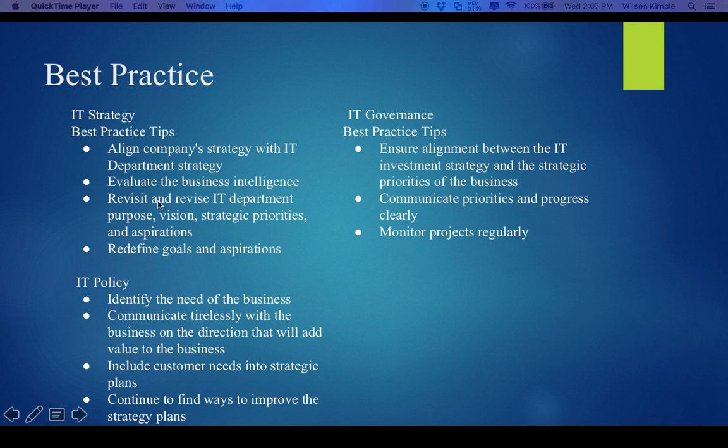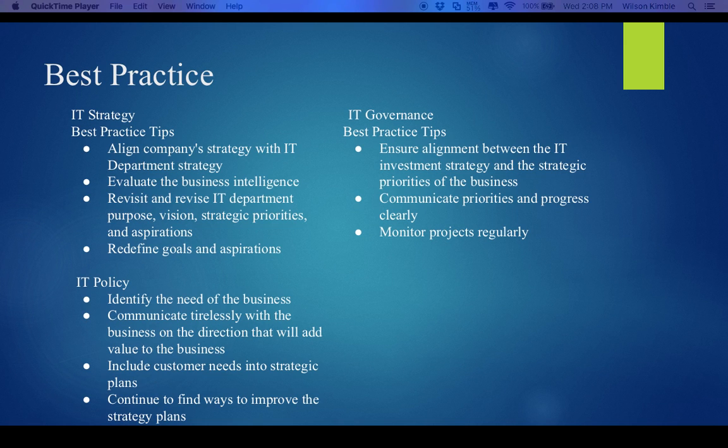The best practices for all three. IT strategy, the best practice tips: align company strategy with IT department strategy, which is very important. Evaluate the business intelligence, revisit and revise the IT department's purpose, vision, strategic priorities, and aspirations. Redefine goals and aspirations.